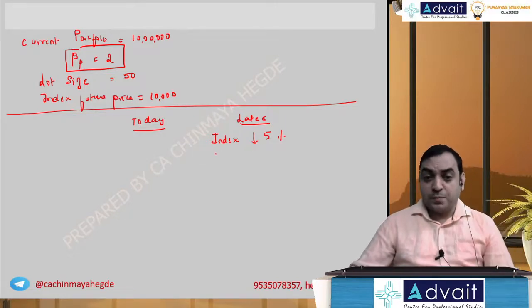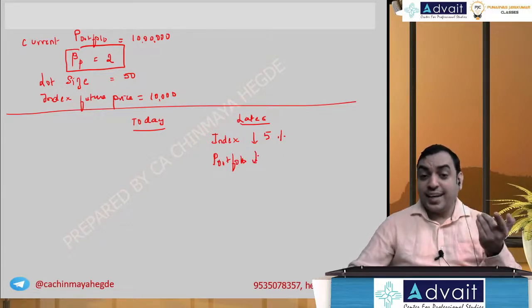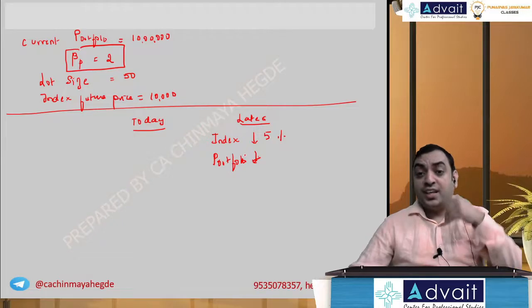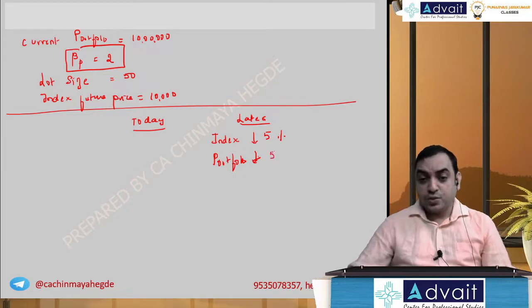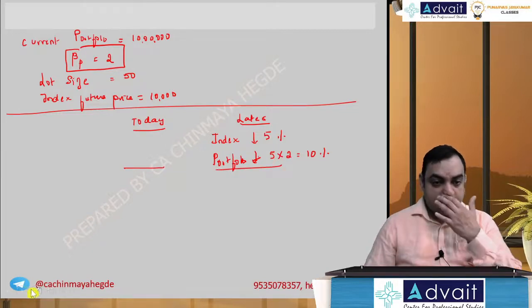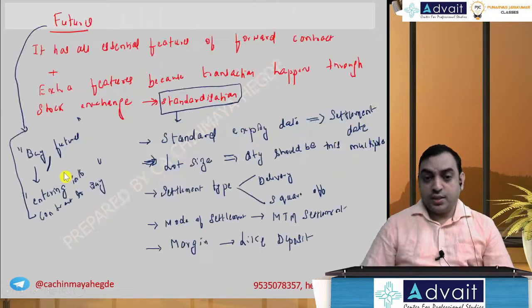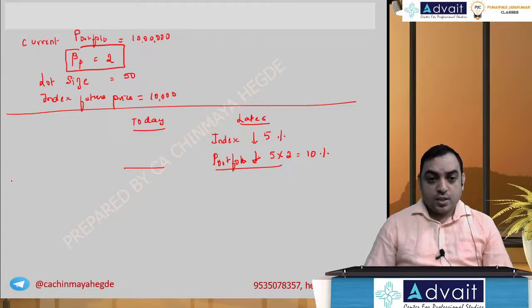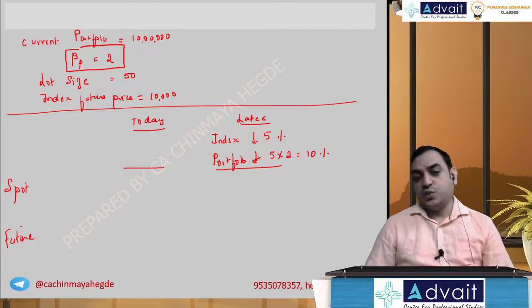So if index is down by 5%, your portfolio will be down by beta times. From the market to come to security, from the market to come to portfolio, we have to apply beta. So 5 into 2, that is, it will be down by 10%. So keeping this data in mind, let's decide what is happening to your position in spot market, that is portfolio, and what is happening to future market, that is in index futures.